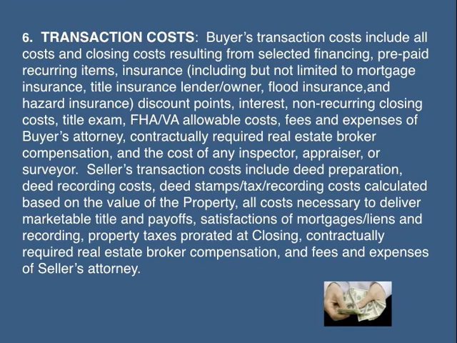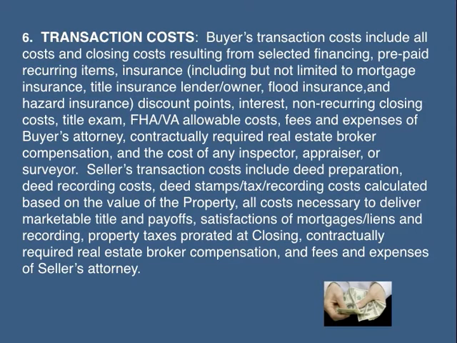Next, we're going to look at the transaction costs. Your contract form spells out specifically what the different costs are. It's all listed here for you. First, it lists the buyer's transaction costs. Buyer's transaction costs include all costs and closing costs resulting from selected financing, prepaid recurring items, insurance, including but not limited to mortgage insurance, title insurance, lender-owner, flood insurance, and hazard insurance, discount points, interest, non-recurring closing costs, title exam, FHA, VA allowable costs, fees and expenses of the buyer's attorney, contractually required real estate broker compensation, and the cost of any inspector, appraiser, or surveyor.